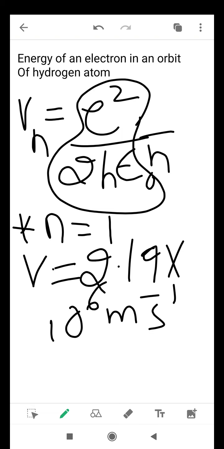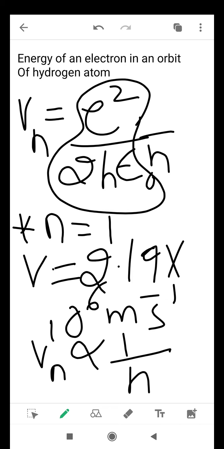Also, we got one general note point, that is Vn is inversely proportional to n. n is said to be the principal quantum number. So as n goes on increasing, the speed of an electron decreases, and vice versa. This is what we studied in my last session. In this session, let us derive the expression for energy of an electron in an orbit of hydrogen atom.